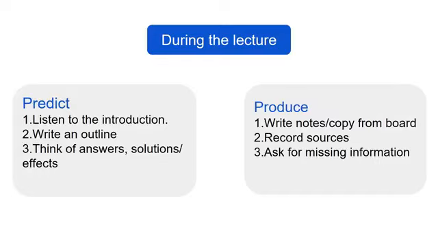After this, you come to the produce part, which is how to write notes. You have to write notes for the lecture and copy some information from the board. Then you have to record the lecturer's resources, which may be books, websites, or some names. And then at the end of the lecture, if you miss some information, you may ask other students about it, or if you have the opportunity, you may ask the lecturer.